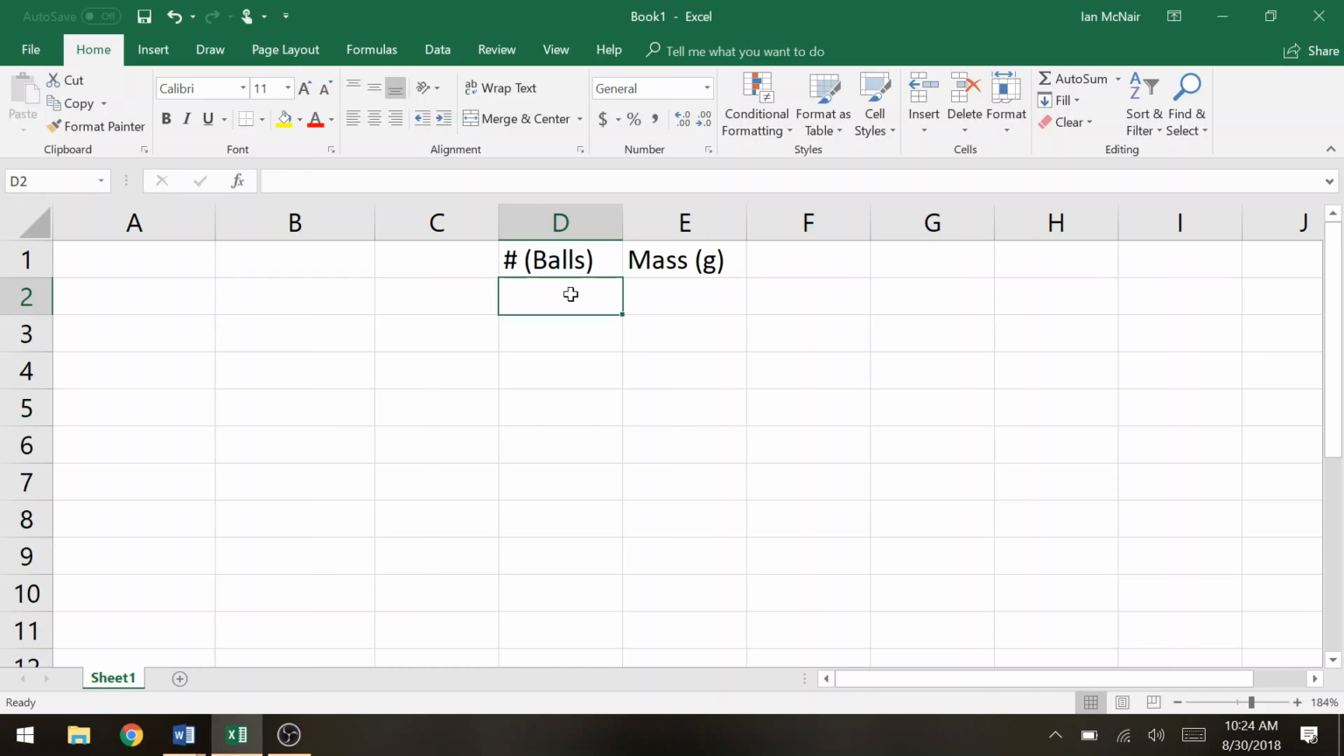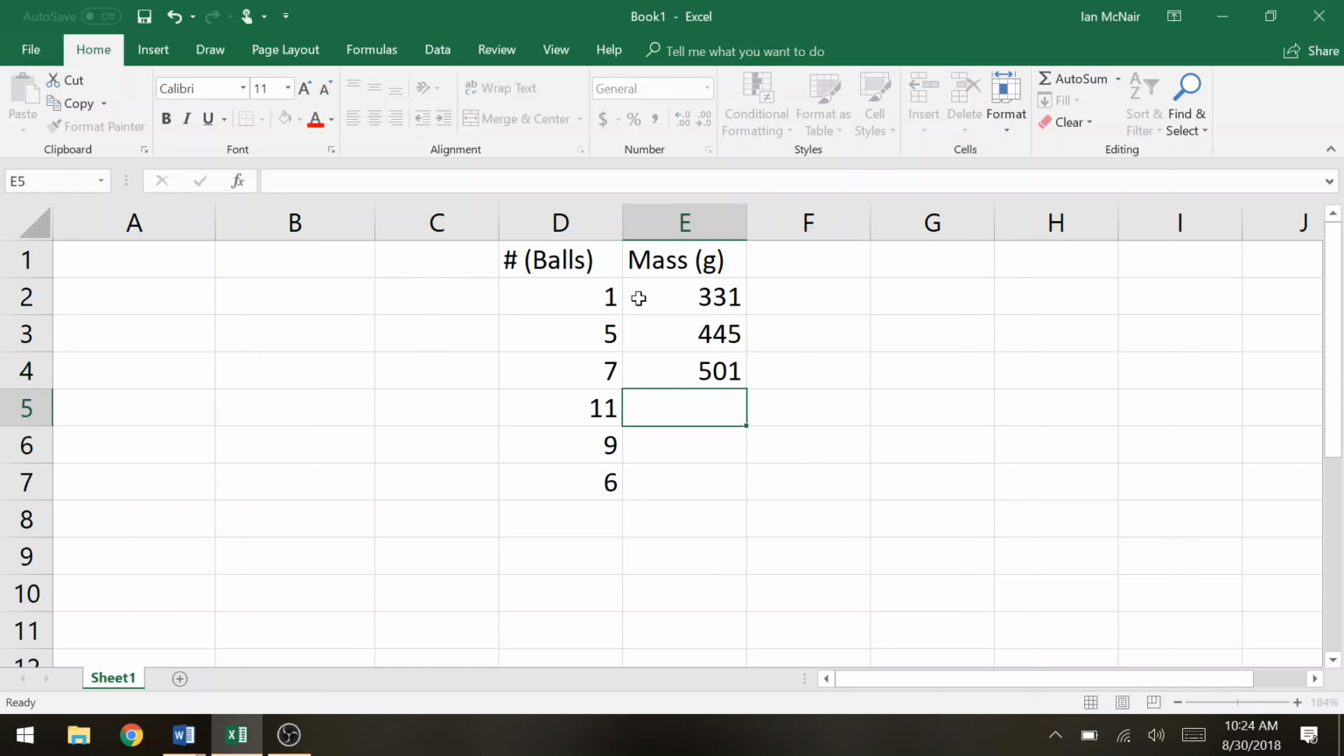So you need to remind me. I forget what we recorded. So let's just go through the first column for the number. What numbers do we have? We'll just go straight down it. 1, 5, 7, 11, 9, 6. That's it. Okay. Mass. 331. 445. 501. 666.